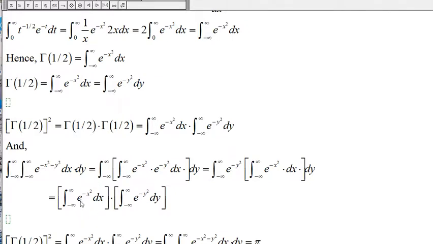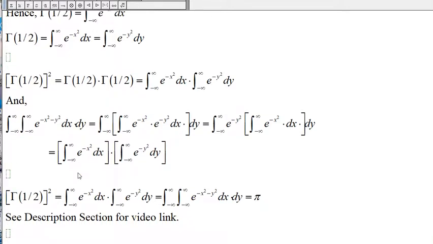And so the integral of e to the negative x squared dx times the integral of e to the negative y squared dy is the same as the double integral of e to the negative x squared minus y squared dx dy. And so gamma 1/2 squared is equal to this, but we have just shown that this product here is the same as the double integral.